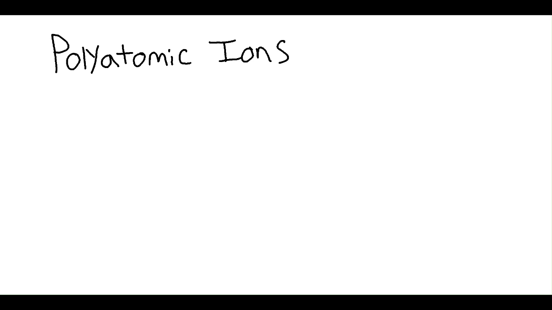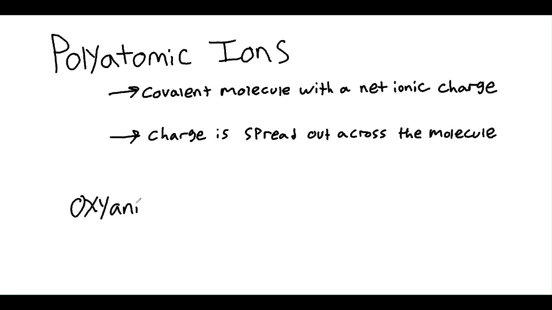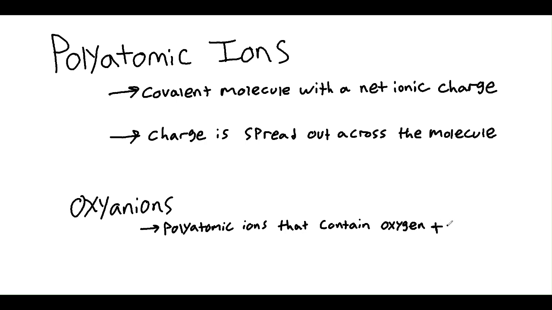A polyatomic ion is a covalent molecule that has a net ionic charge. The charge of a polyatomic ion is spread out across the entire molecule. Oxyanions are a subset of polyatomic ions that contain oxygen and only one other element. All oxyanions have a negative charge, and most polyatomic ions are oxyanions.